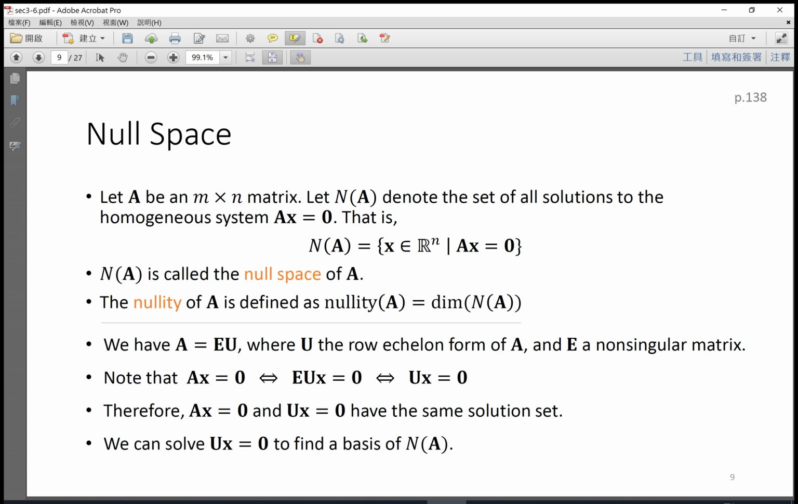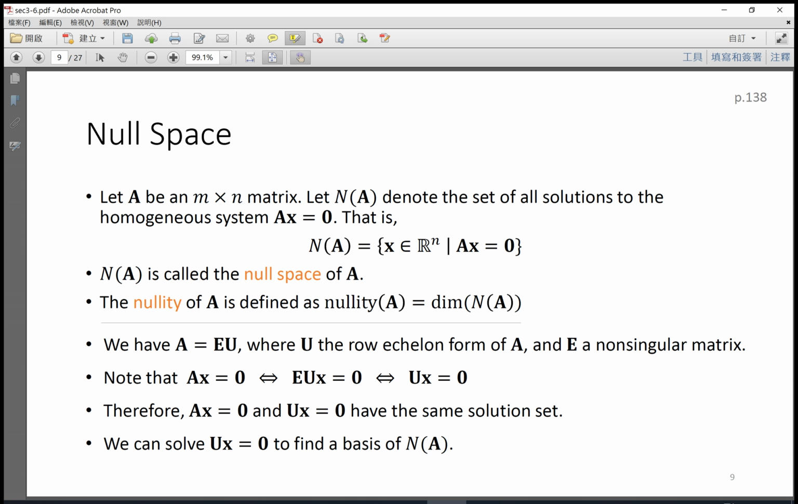Next, we show how to compute the null space of A. We know that A can be written as matrix E times matrix U, where U is the row echelon form of A and E is a non-singular matrix. And actually, E represents a set of row operations.